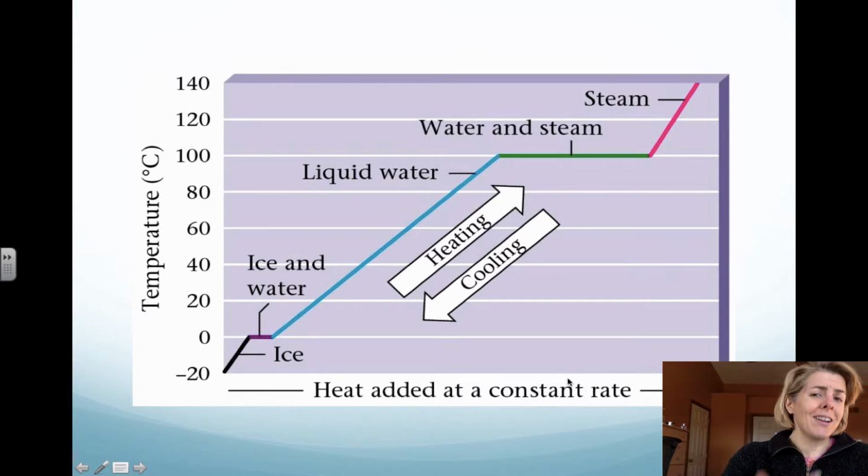Okay, so you're going to see a lot of these diagrams with these types of problems. Notice that depending on what direction you're going, if you're going upwards, you're heating. If you're going downwards, you're cooling. And notice that wherever you see a horizontal part of the diagram, that's a combination of phases. So notice the green section, we're talking about water and steam. In the purple section, we're talking about ice and water. Wherever you see a diagonal, that's just one phase.